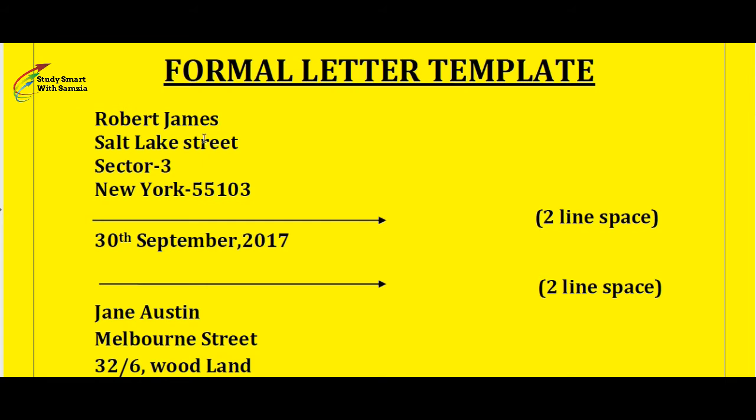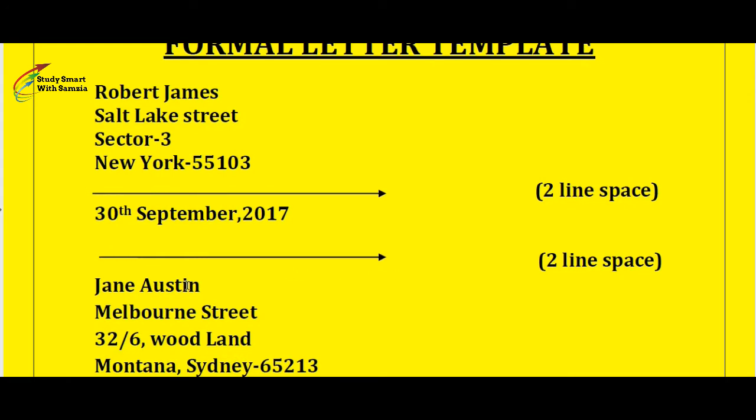First of all, we'll have a name with 3 address lines. So the name here is Robert James, Salt Lake Street, Sector 3, New York 55103. This name and address is of the sender, who is sending this letter to the receiver. Suppose I want to send a letter to someone, so here will be my name and then my address along with the pin code. The pin code is very essential in an address. After writing the name and the address, we'll proceed to the next line.